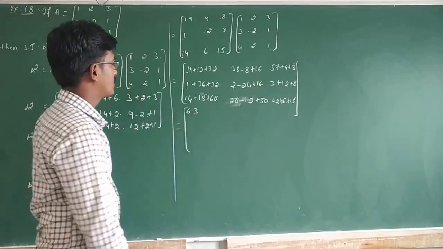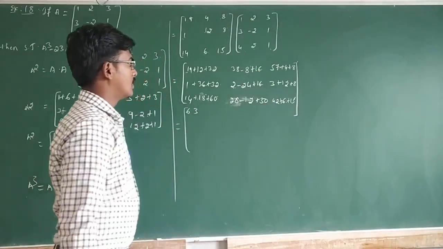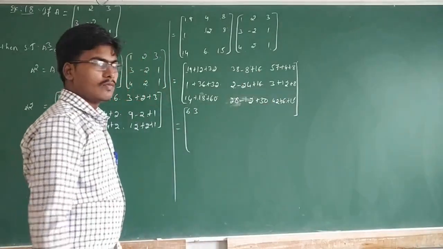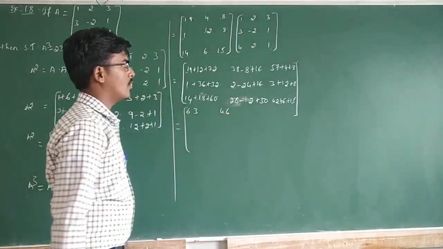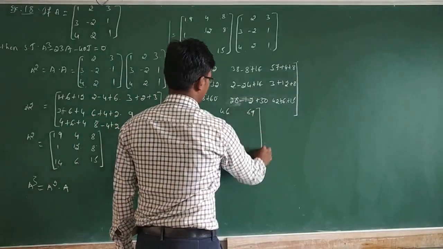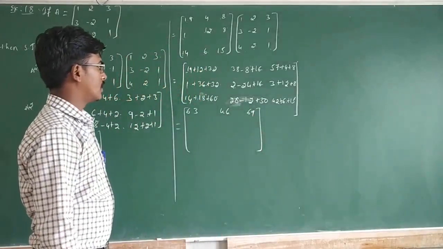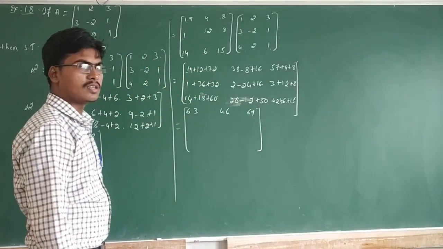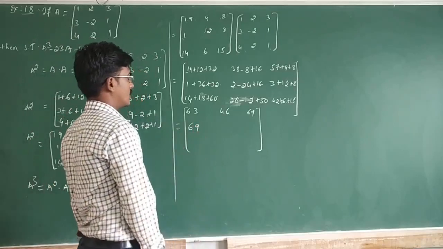63. Next, 38 minus 8 plus 16 is 46. Next, 57 plus 4 plus 8 is 69. Next, 1 plus 36 plus 30 is 69. 6 plus 2 is 8.